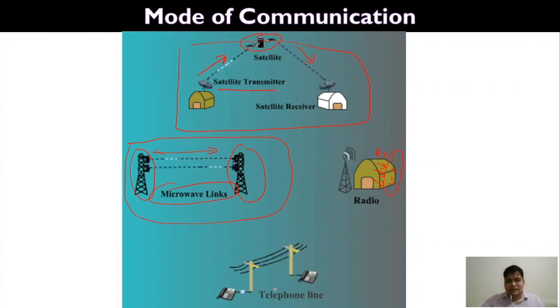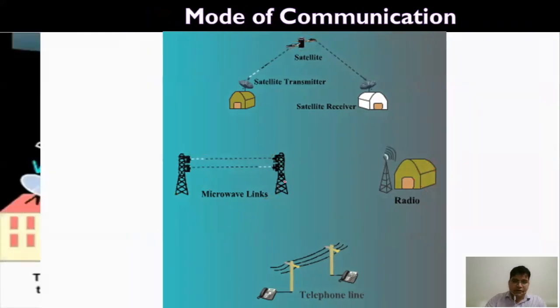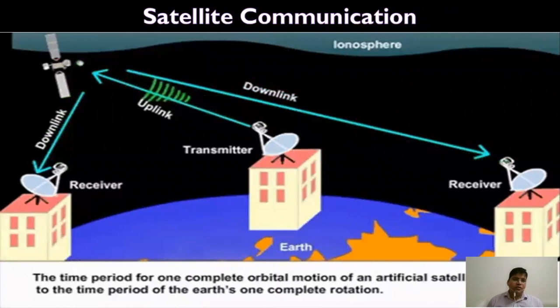And this example is also there, the telephone line, which is an obsolete method. In this, the transmitter and receiver are connected with a physical media, a transmission line. That is the example of physical communication. But the above three examples are examples of wireless communication. In these examples we are using the electromagnetic waves. Let's move further.